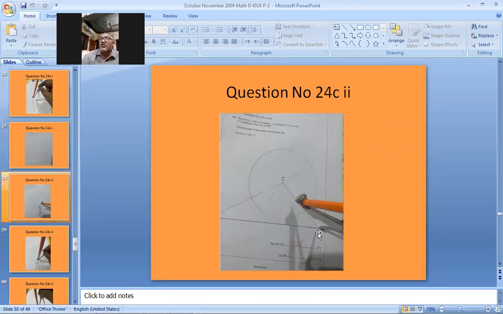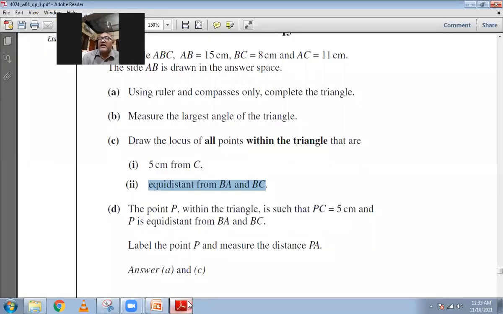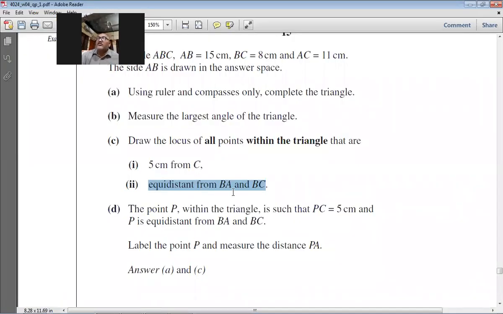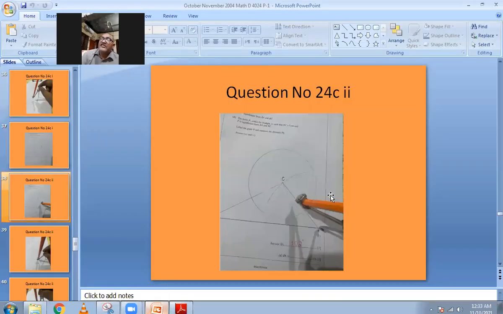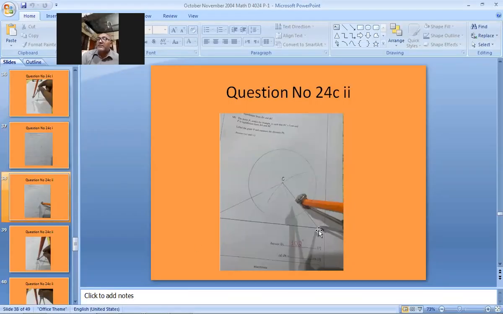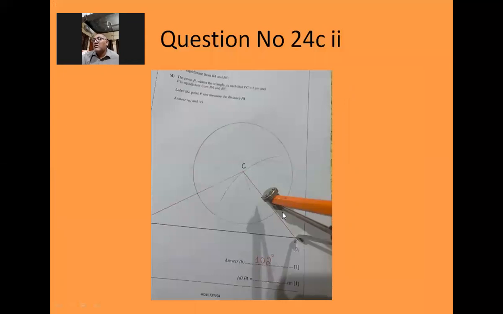Then they ask us to draw the angle bisector, and you know the angle bisector is equidistant from B and the BC. So the angle B is supposed to be bisected. So I put the pin on the B, and here you can see that these are the two arms of this angle. These are the two arms of this angle.